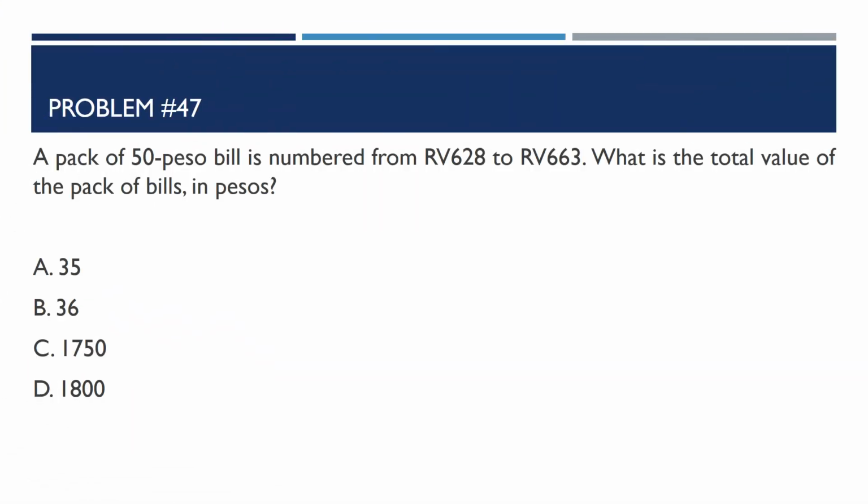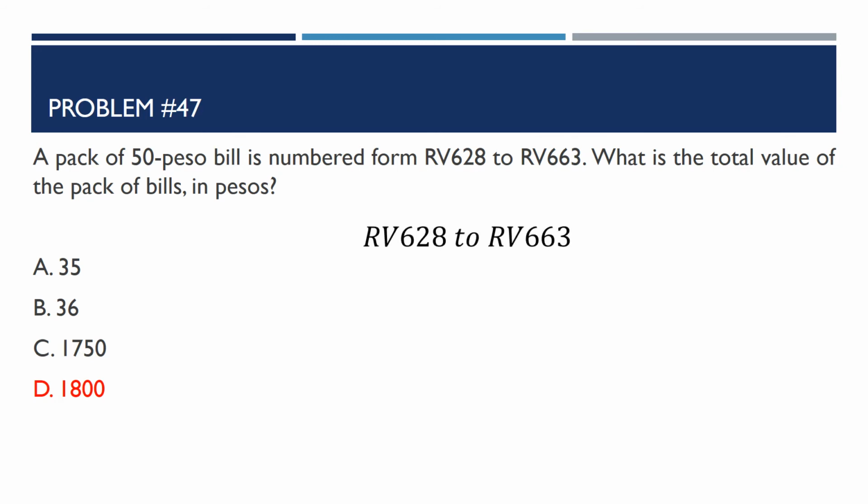Number 47. A pack of 50 peso bill is numbered from RV628 to RV663. What is the total value of the pack of bills in pesos? So let us solve this. The answer for this problem is 1,800. So how do you get this answer?